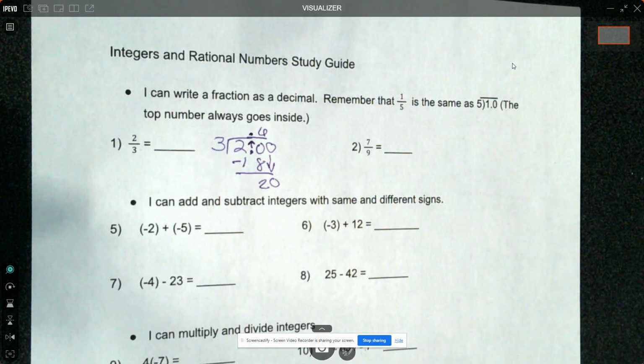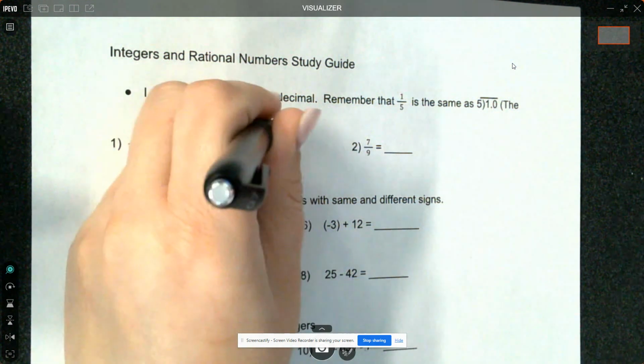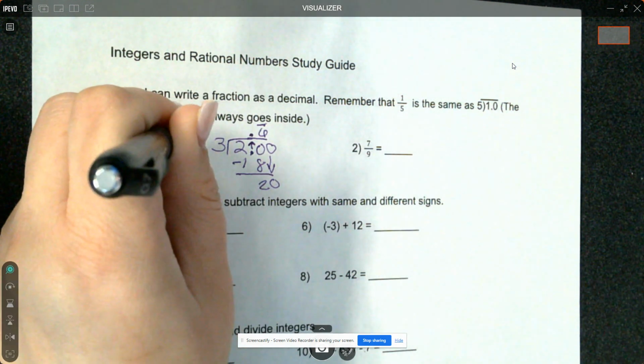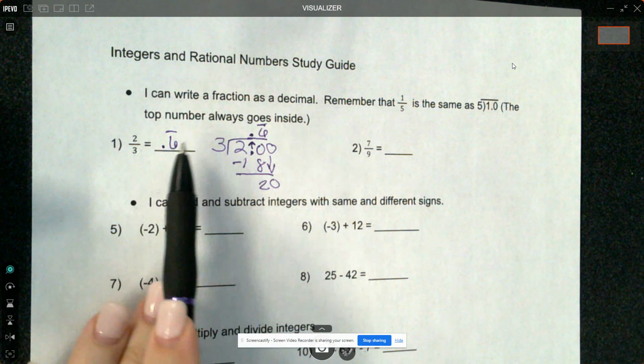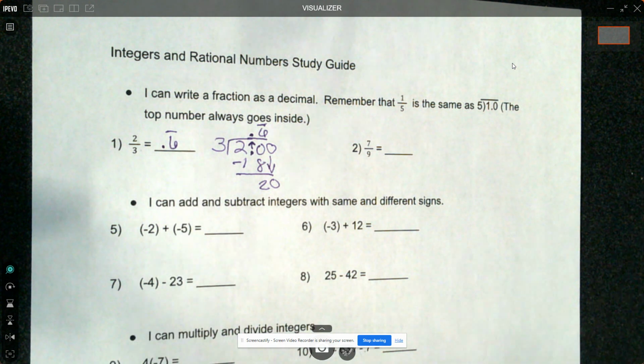But how can I decide if it's going to be repeating or not? Or how can I show that it's going to be repeating? Elizabeth? I put a line over the 6. And yes, on your test, you will lose partial points if that line is not there and it is supposed to be there. So just make sure if it's repeating, there's a line. If it's not repeating, don't worry about it.